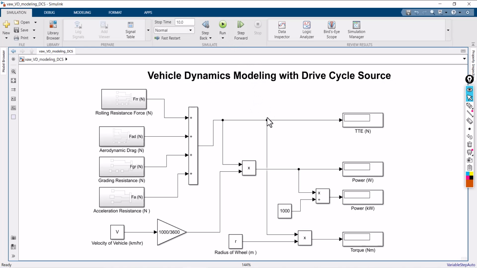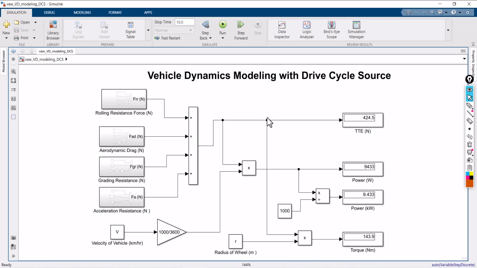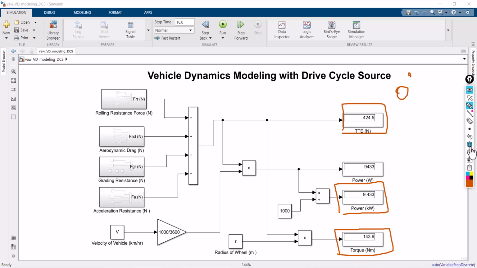Run the file. See, for 0 degree, that is, I'm not considering any slope, the power requirement is coming around 9.433 kilowatt, and if you look at this, the total tractive effort is 424.5 Newton. At the same time, the torque requirement is 143.9 Newton meter.